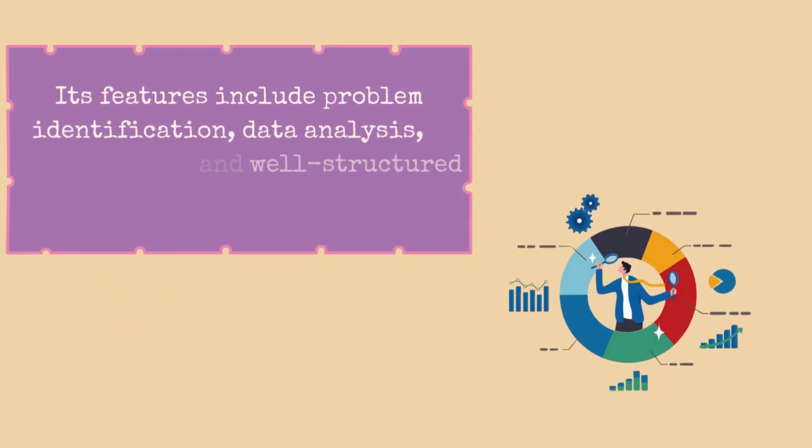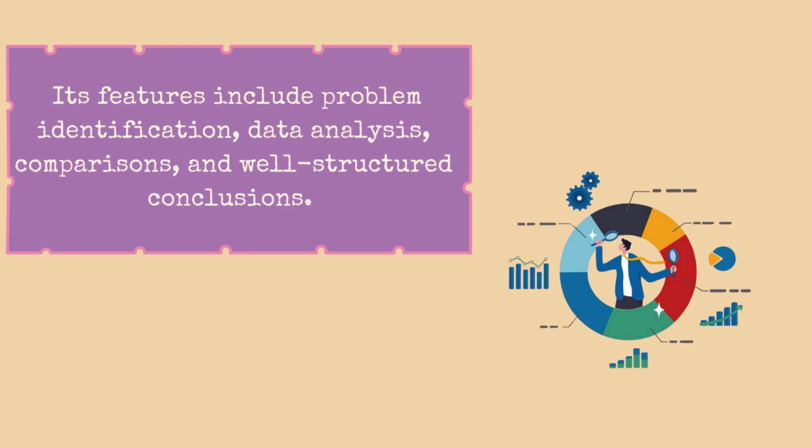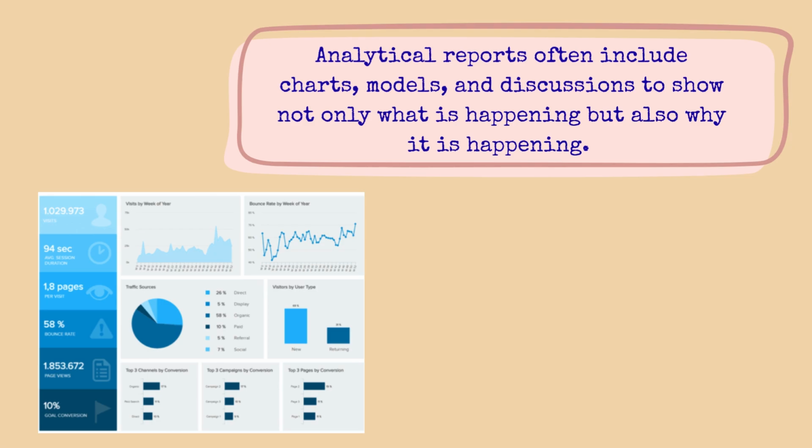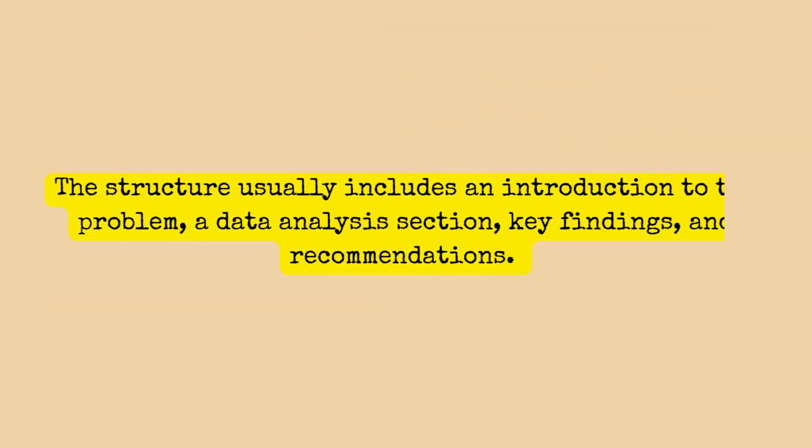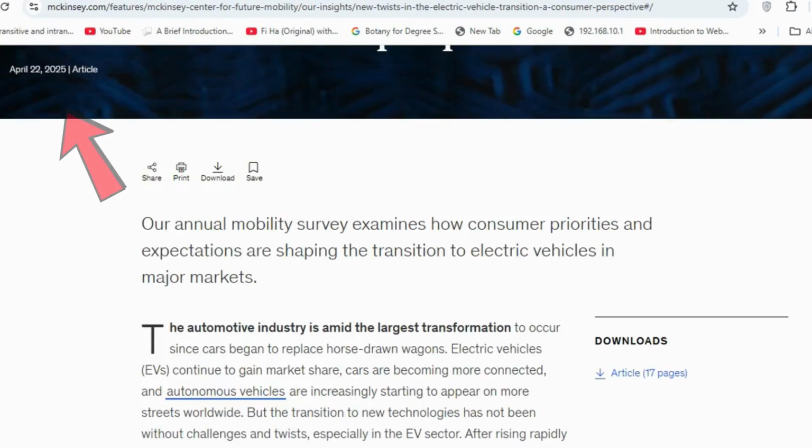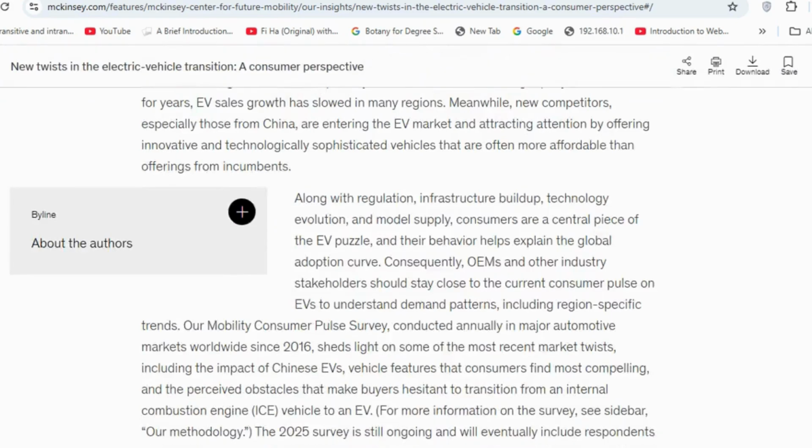Its features include problem identification, data analysis, comparisons, and well-structured conclusions. Analytical reports often include charts, models, and discussions to show not only what is happening but also why it is happening. The structure usually includes an introduction to the problem, a data analysis section, key findings, and recommendations. For example, a McKinsey report on electric vehicles is analytical.